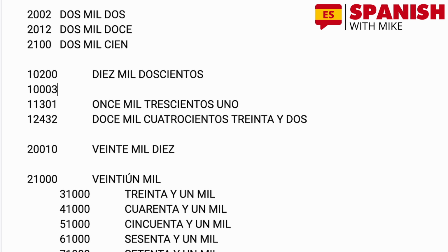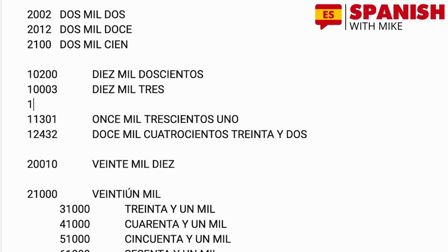If we had 10,003, we have the 10,000 and the unit. If we have the 10,000 and the 10, we read this as 10,000 and the 10, 21.